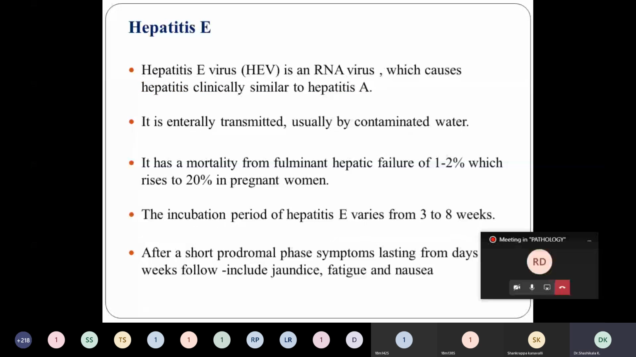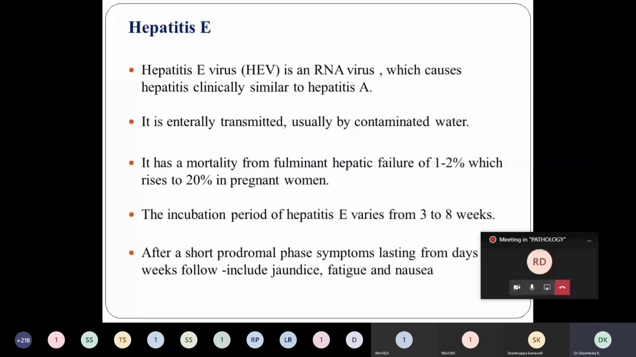So hepatitis E is an RNA virus which causes hepatitis clinically similar to that of hepatitis A. It is enterally transmitted, usually by contaminated water. It has a mortality from fulminant hepatic failure of 1 to 2%, which rises to 20% in the case of pregnant women. The incubation period is 3 to 8 weeks.